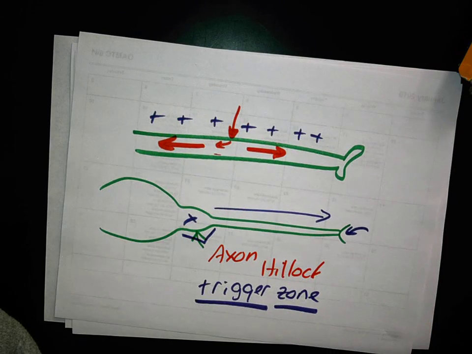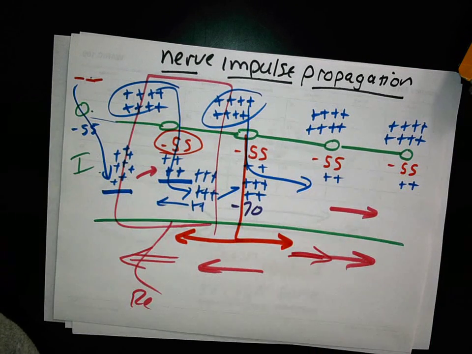Okay. Questions on nerve impulse propagation? Again, that is for a non-myelinated nerve, which means what? No myelin sheath, no Schwann cell. That's correct. A myelinated one works a bit differently.